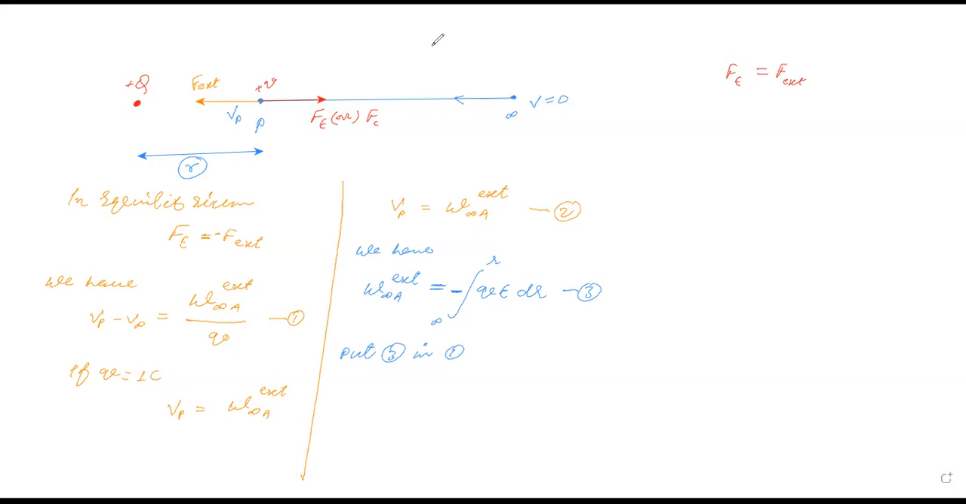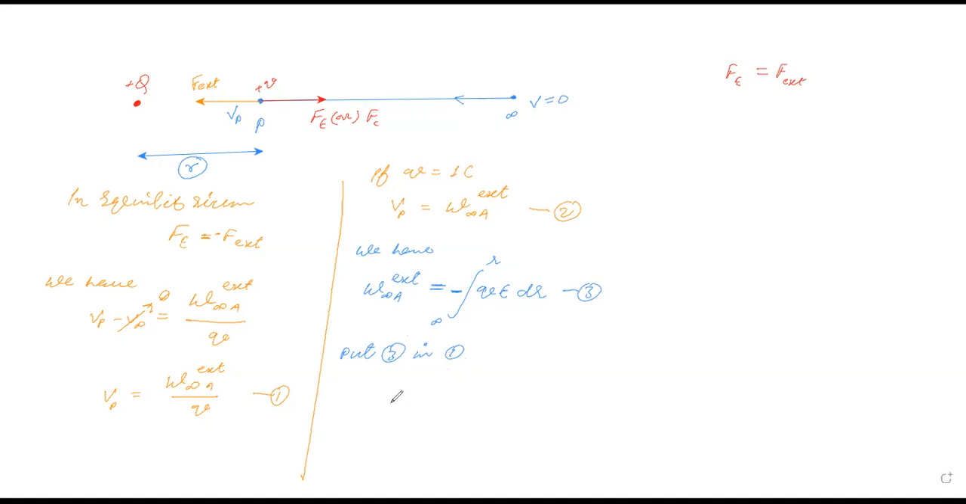Before it, add one more step. Vp is equal to W, with the value of V at infinity being 0, W external from infinity to A over Q. This is your equation. And now if Q is equal to 1 coulomb, then this is correct. Everything is correct, but I have taken one more step. Now put this value of work done from infinity to A into your equation number 1.